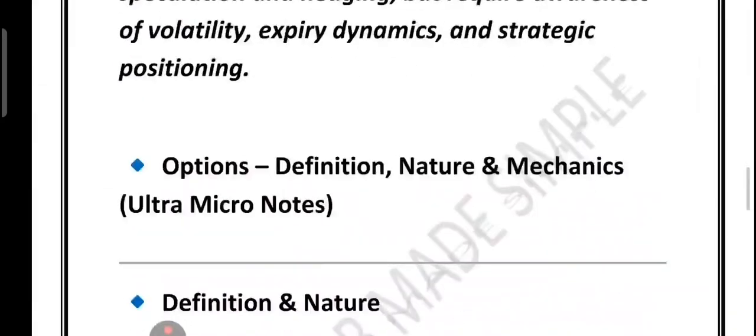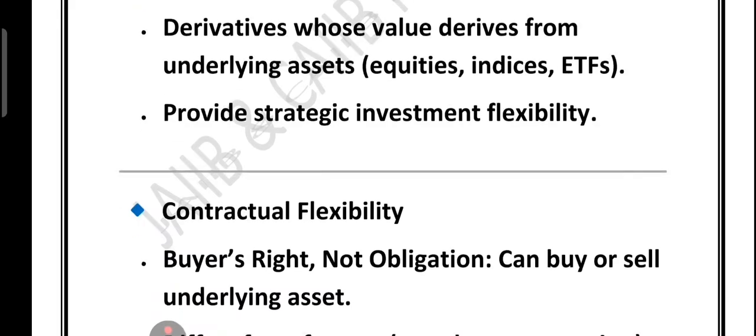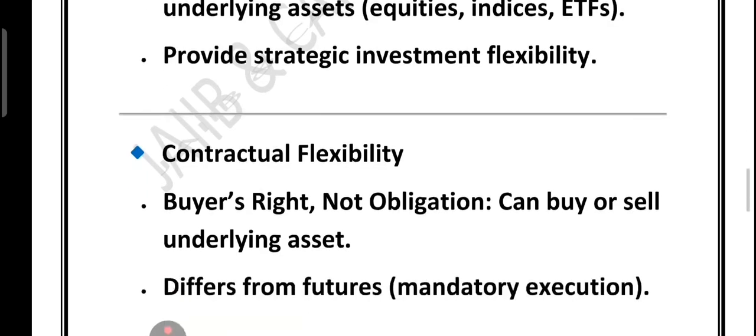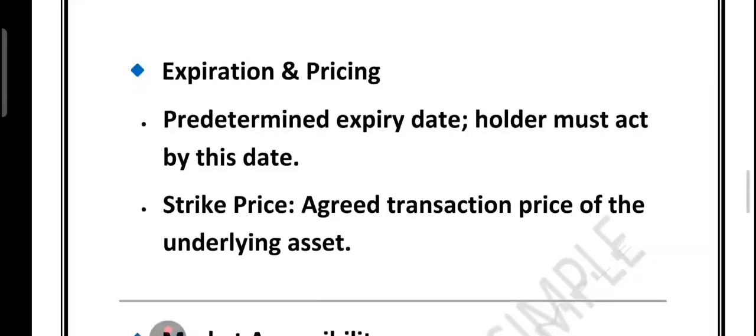Now let's talk about options. Let's talk about what options are all about. So options are financial contracts whose value depends on another asset. So option value depends on assets like stocks, indices or ETFs. They give investors a flexible way to invest or manage risk. So some points they have mentioned, like derivative. Derivative value comes from the underlying asset. Then flexibility, it's like a strategic investment tool.